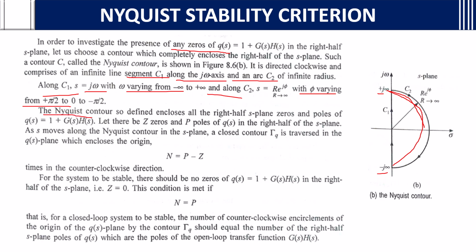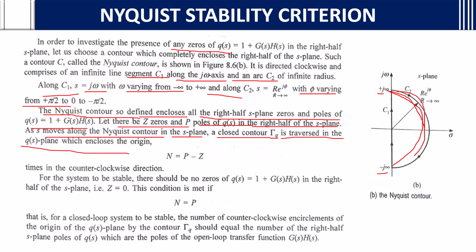This means the Nyquist contour so defined encloses all the right half of the S-plane zeros and poles of Q(S) = 1 + G(S)H(S). It will enclose all the right half of the S-plane. Let there be zeros and poles in the right half of the S-plane. As S moves along the Nyquist contour in the S-plane, a closed contour is traversed in the Q(S) plane, which encloses what?